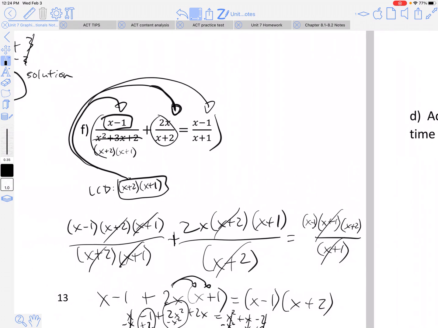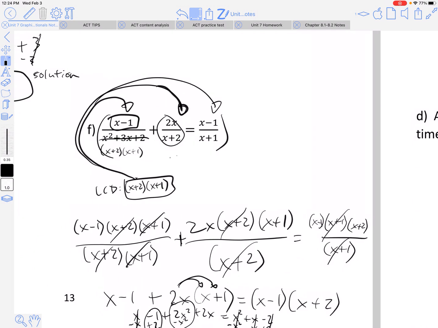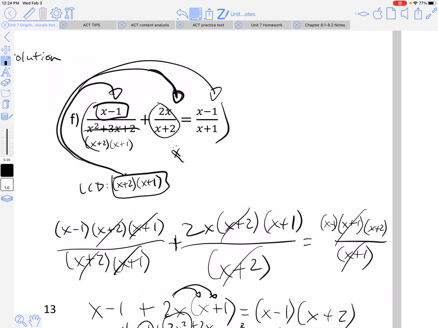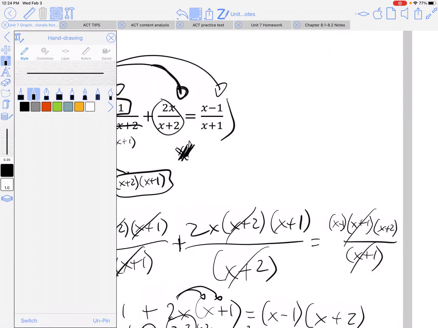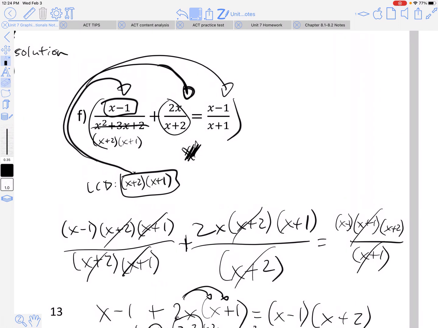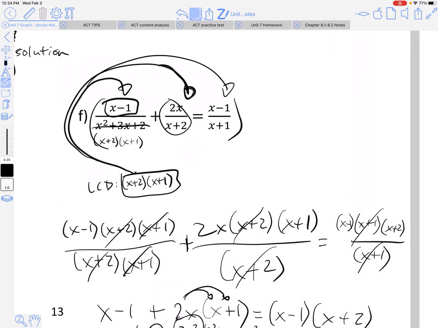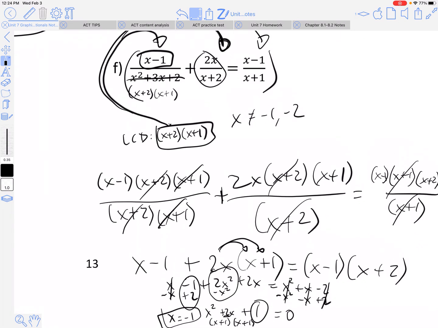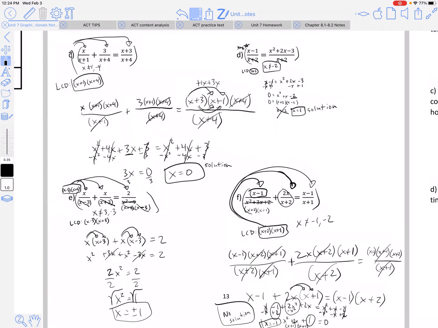So I'm going to look up here and look at my excluded values. X could not be negative 1 or negative 2, and our only solution was negative 1. So that means that there is actually no solution to this one. Okay? All right. So go to the homework, try this.